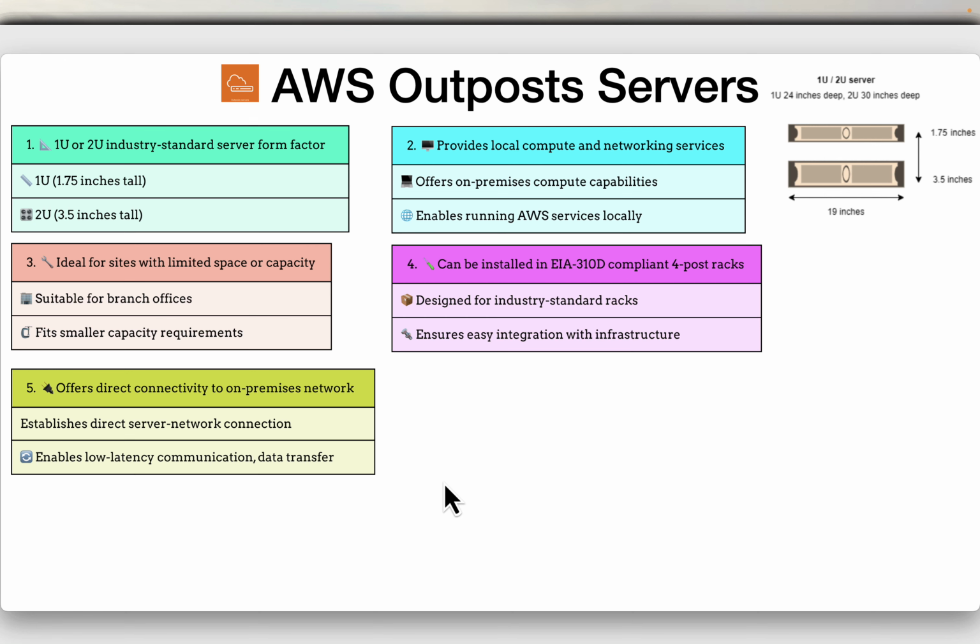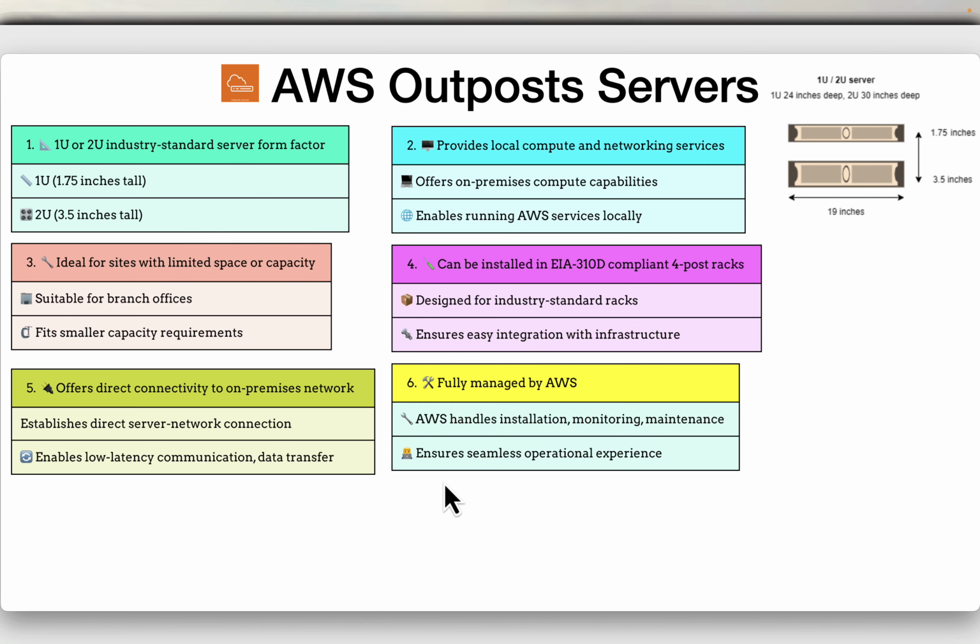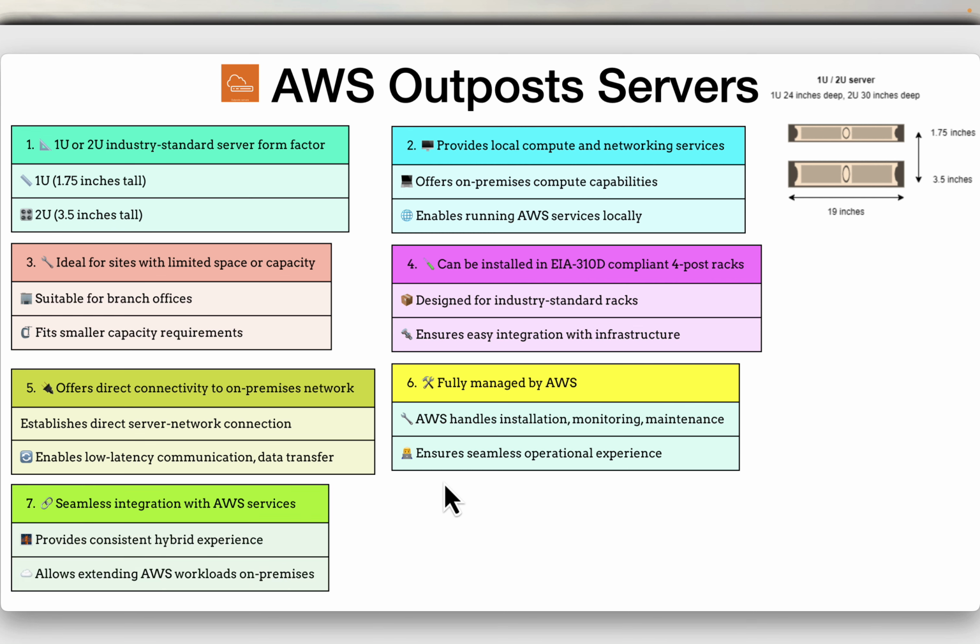That's why we have direct connectivity possible. So there is no network internet involved for both the racks as well as the server. So AWS takes care of installation, monitoring and maintenance of Outpost servers. And Outpost servers provide a consistent hybrid experience by allowing you to use familiar AWS services, API and tools.